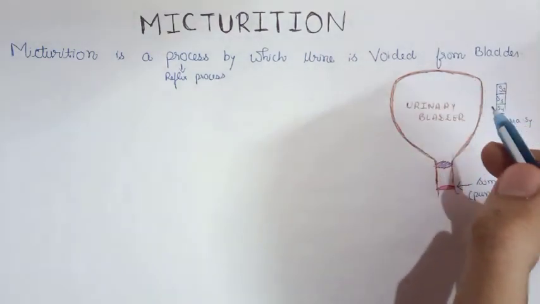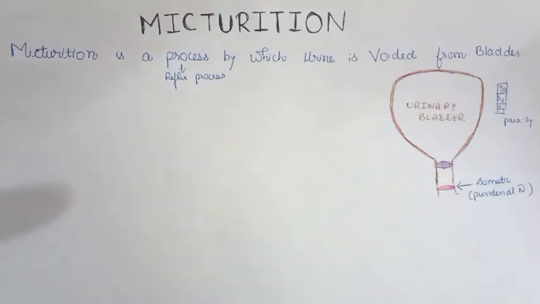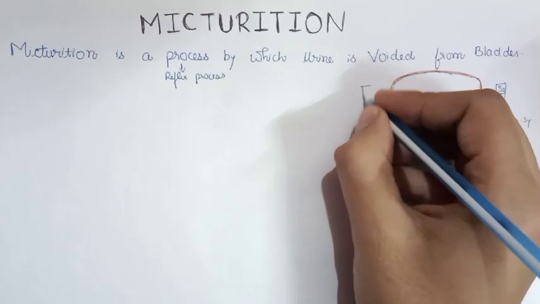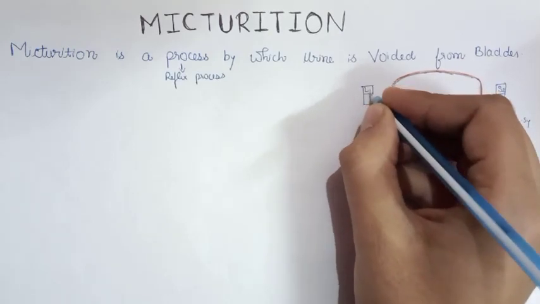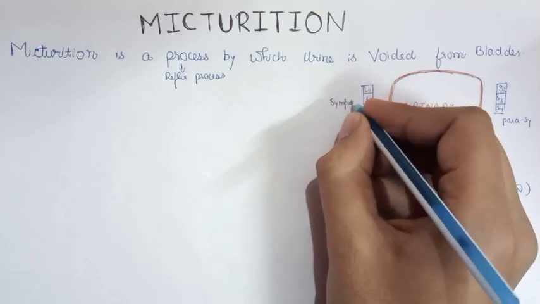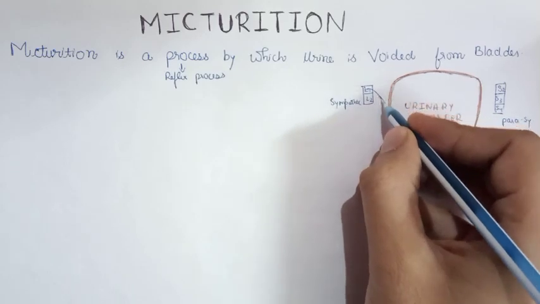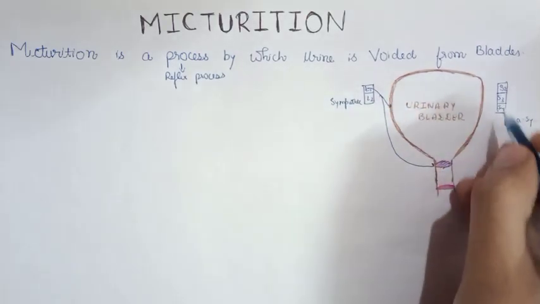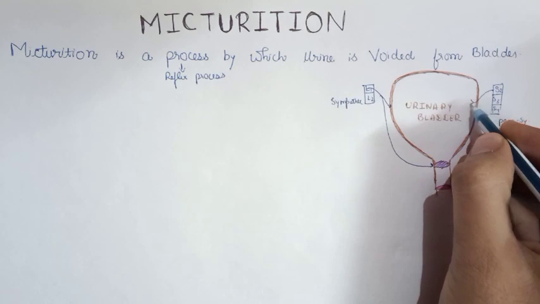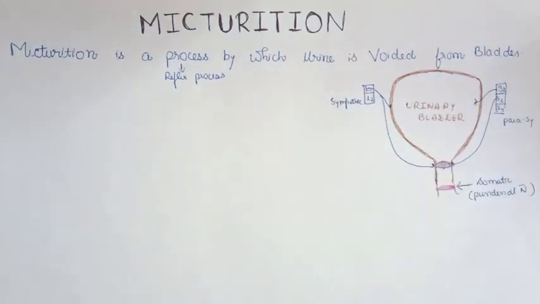The parasympathetic fibers arise from S2, S3 and S4. Craniosacral is for the parasympathetic and thoracolumbar is for the sympathetic, so the sympathetic fibers arise from the lumbar region, in this case L1 and L2. Here we have the sympathetic part. This supplies both the detrusor muscle and the internal urethral sphincter, and the parasympathetic also supplies the detrusor muscle as well as the internal urethral sphincter. The detailed video is already uploaded. Please kindly check it out.